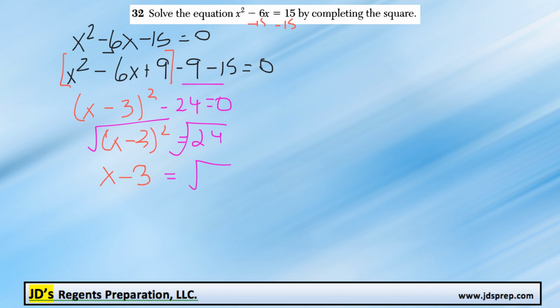Now, because we are square rooting it, we could get two potential answers, both a positive and negative version of the square root of 24. And then our final step would be to add 3 to both sides to get x completely by itself. So in the end, we would get that x equals 3 plus or minus the square root of 24.